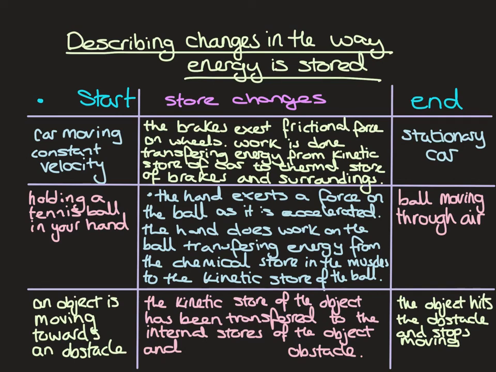So let's think about the start and the end. At the start, the object was moving. So that makes us think there was energy in a kinetic store. At the end, the object isn't moving. So the energy has come out of that kinetic store. So something's been doing work transferring energy. So the kinetic store of the object has been transferred to the internal store of the object, or thermal would be acceptable as well, of the object and the obstacle. So the object involved in the collision has increased its internal energy, and the obstacle that was collided into has increased its internal energy as well.